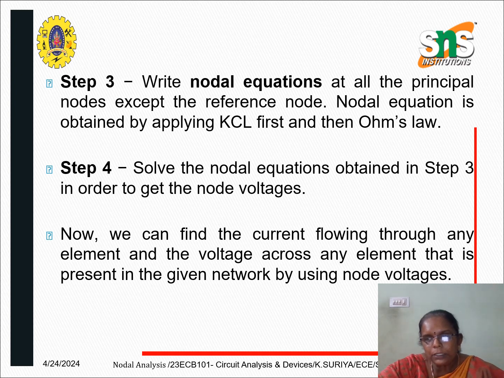Next, we solve the nodal equations obtained in step 3 in order to obtain the unknown node voltages. Now, using these voltages, we can find the current flowing through any element and also the voltage across any element that is present in the given network.